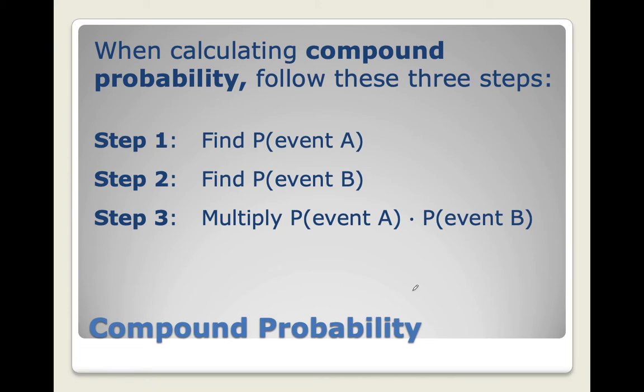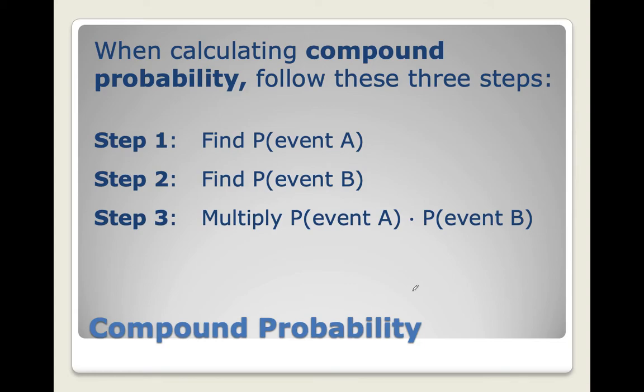Now that we have a better understanding of independent versus dependent events, let's take a look at how we can calculate the compound probability of multiple events. First, you will find the probability of event A. Second, you will find the probability of event B. And third, you will multiply the 2 probabilities together.